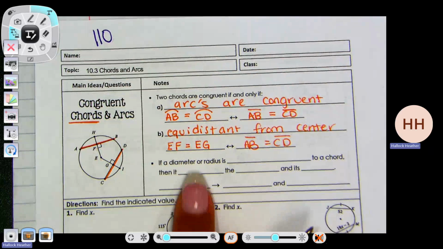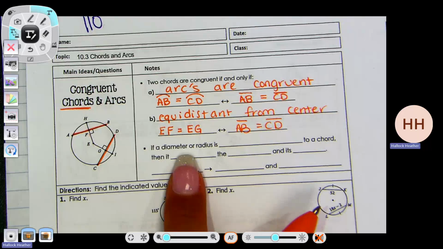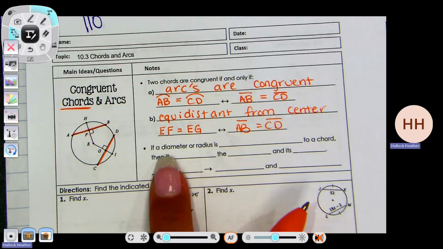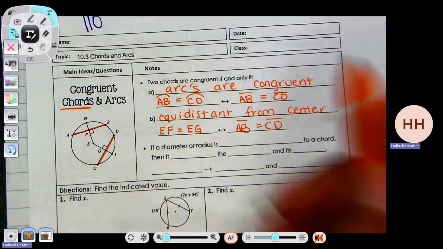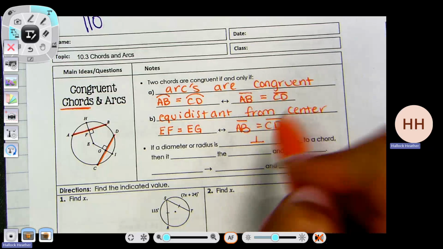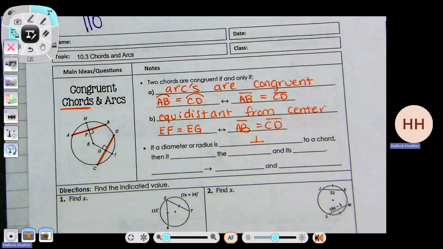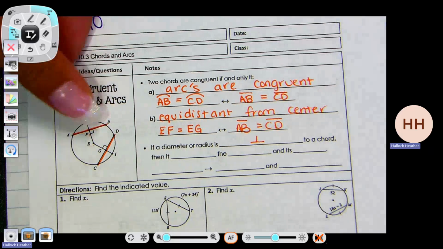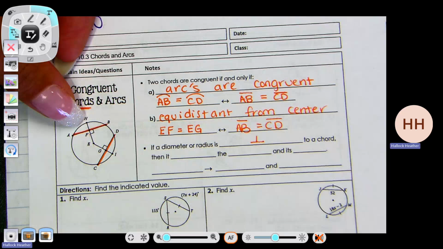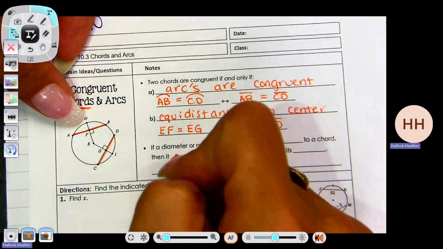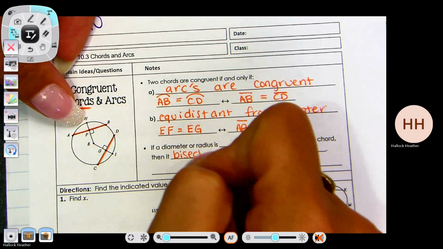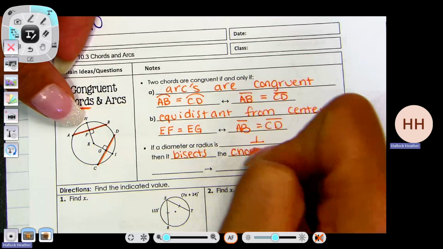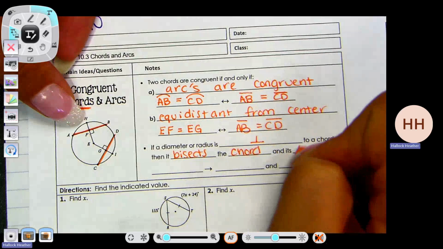Okay. And then the last part is if you have a diameter or a radius that is perpendicular to the chord. Perpendicular means what? Right angle, you have 90 degrees. So if my radius is making a 90-degree angle with the chord, then it's bisecting it. So it bisects the chord. It also bisects the arc.